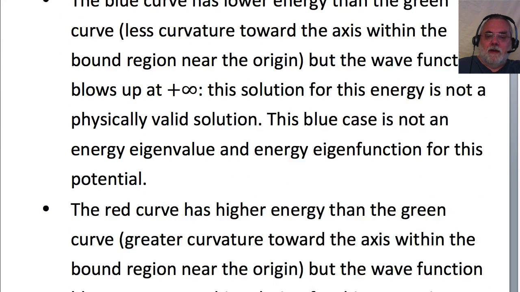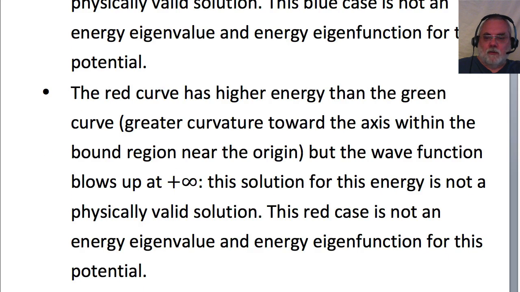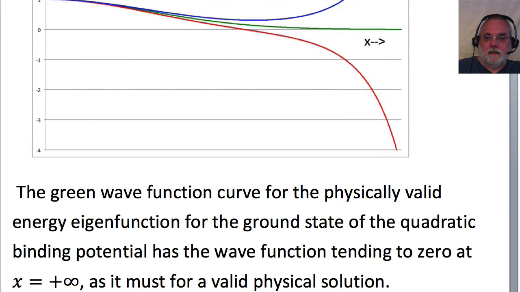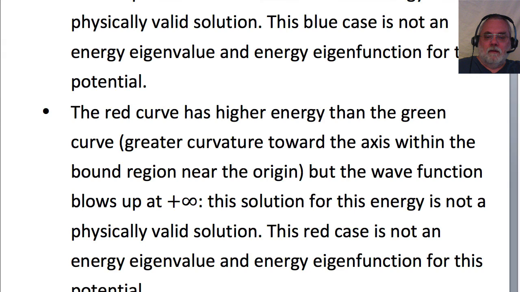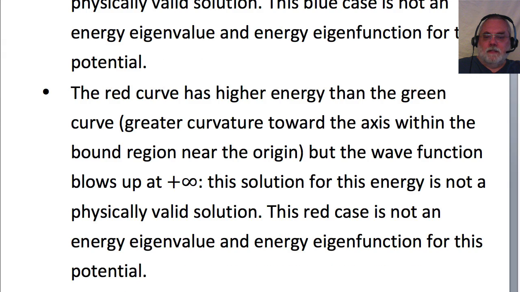The red curve has higher energy than the green curve, greater curvature toward the axis within the bound region near the origin, but the wave function blows up at plus infinity. In this case, it blows up as minus infinity as x goes to plus infinity, but it blows up. This solution for this energy is not a physically valid solution. This red case is not an energy eigenvalue, an energy eigenfunction for this potential.